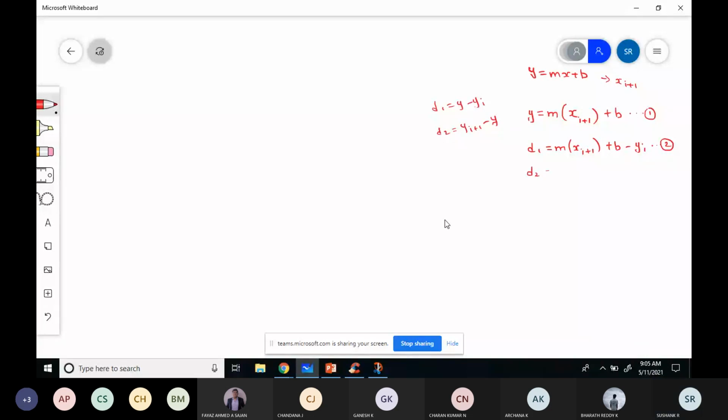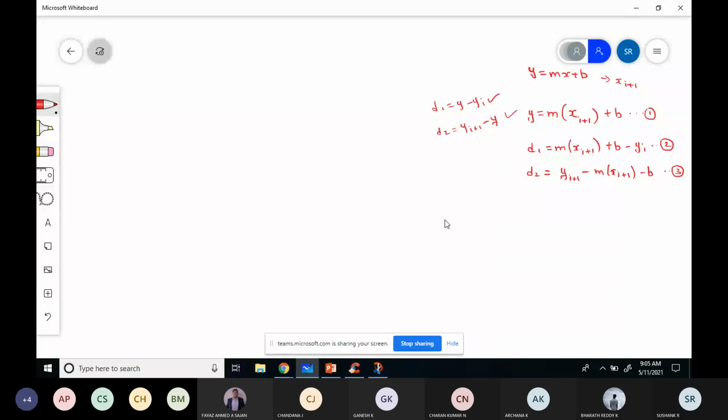Then what was d2? One second, I'll just check. d2 is equal to y of i plus 1 minus y, which is y of i plus 1 minus m into x of i plus 1 minus b. So this is the third equation. You can directly write it from these two formulas.